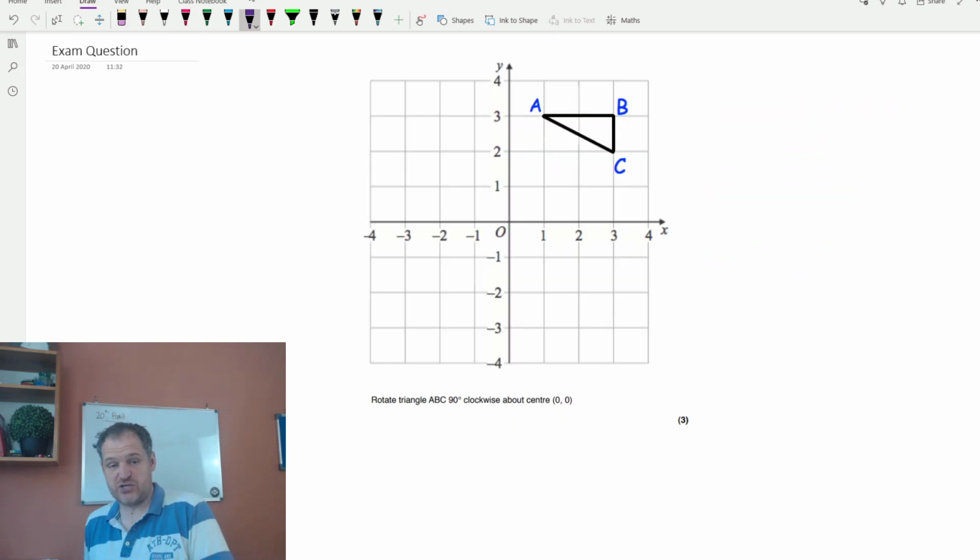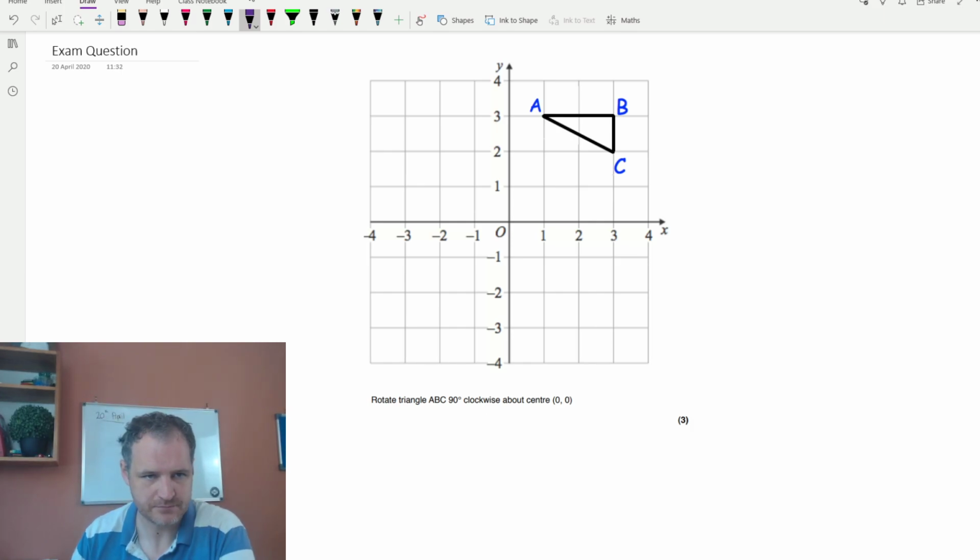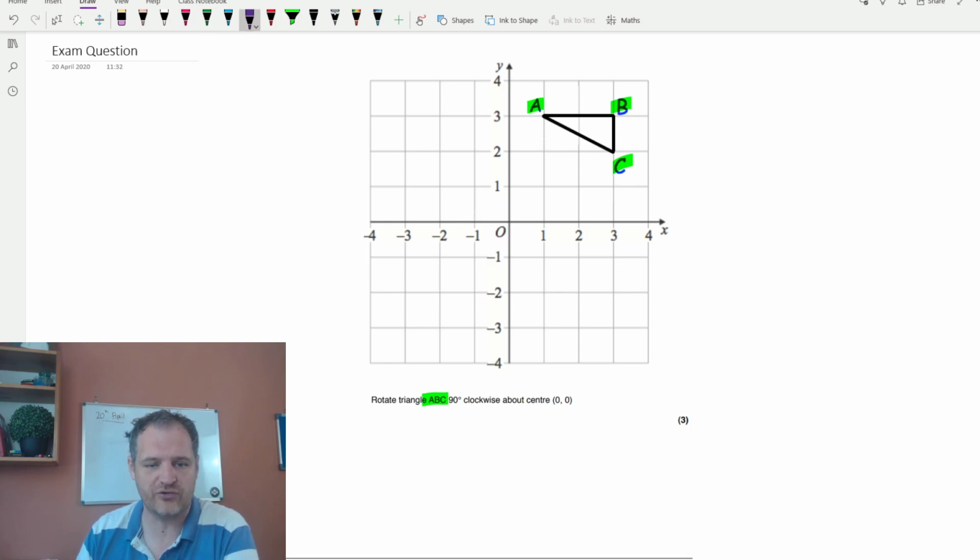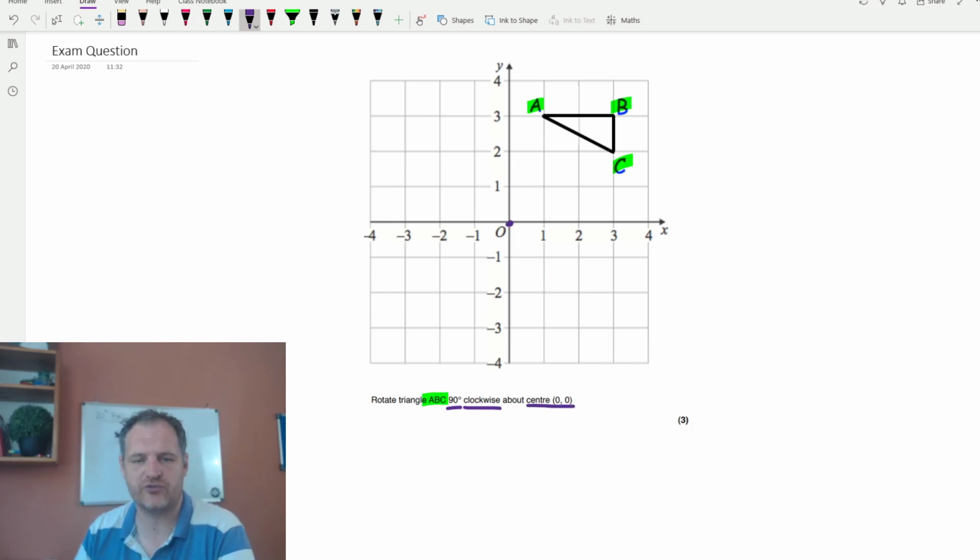So here it is. This is the first question on those worksheets. It says, rotate triangle ABC. The reason it's calling it ABC is because triangle ABC has A, B, and C. That's the only reason it's called it triangle ABC. And it wants 90 degrees clockwise about 0, 0. So the first step is to mark on 0, 0 with a dot.